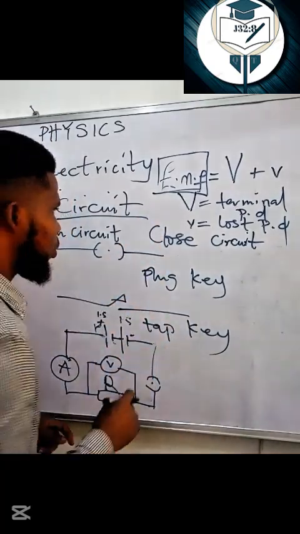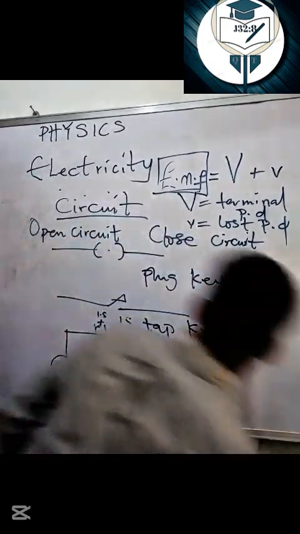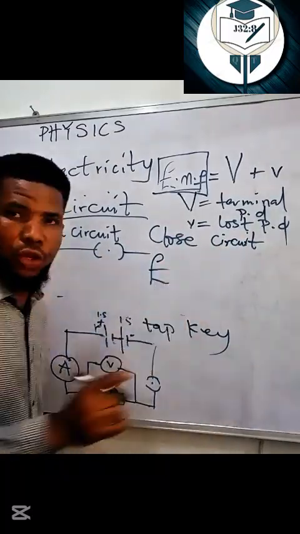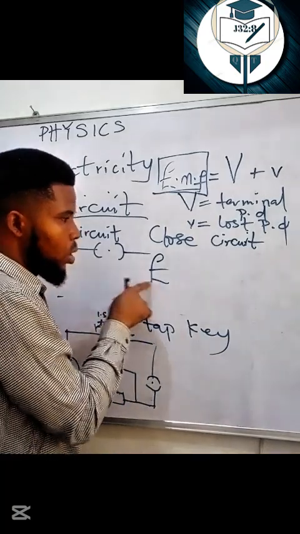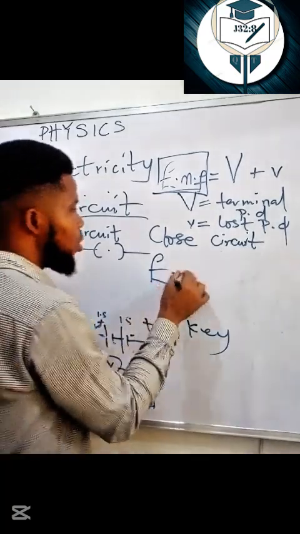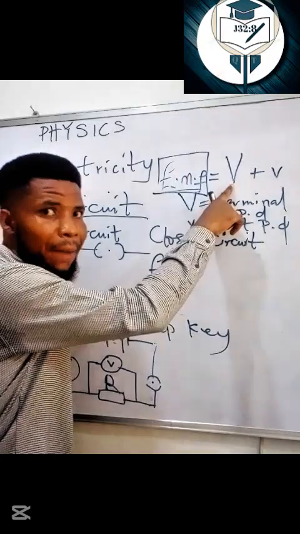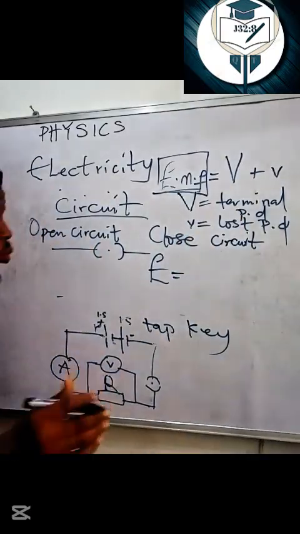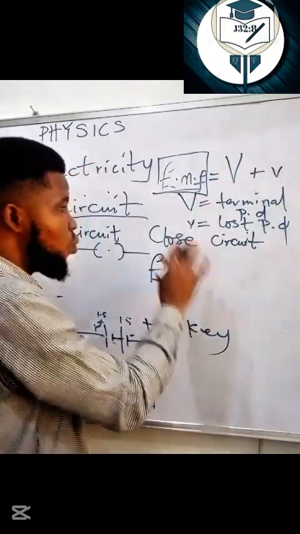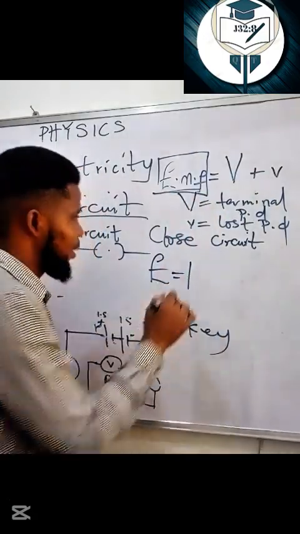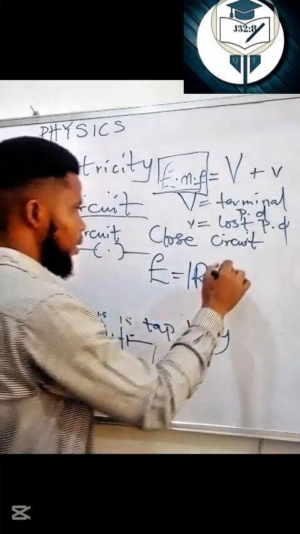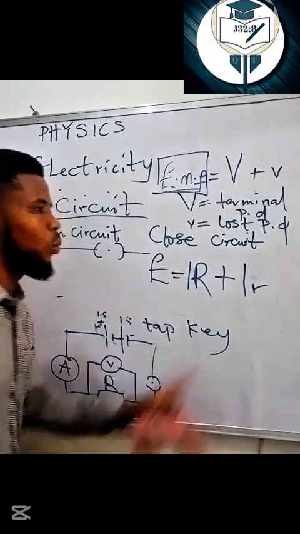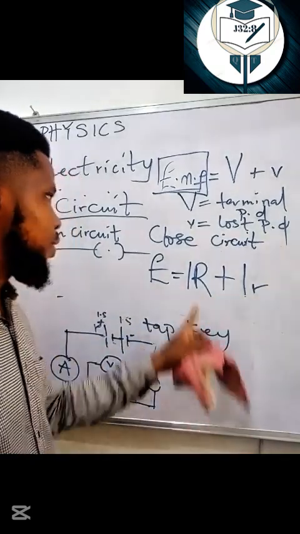So let's break it down. We have EMF, which is always used as E to represent it, is equal to the terminal PD, which is the resistance times the current. Remember, V is equal to IR. We have established that, right? V is equal to IR. So the current and the external resistance, plus the loss PD, which is the same current and the internal resistance. Why do they have the same current and different resistance? This one you already know.